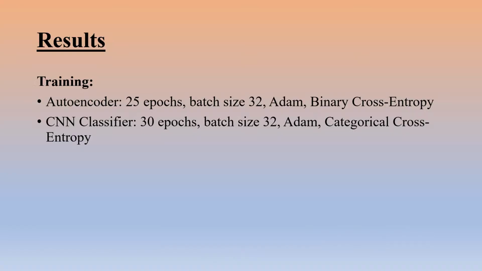So, results. I trained the autoencoder for 25 epochs with a batch size of 32, Adam as the optimizer and binary cross entropy as the loss function. And I trained the CNN for 30 epochs, again with the same batch size, and the loss function I used here is categorical cross entropy.